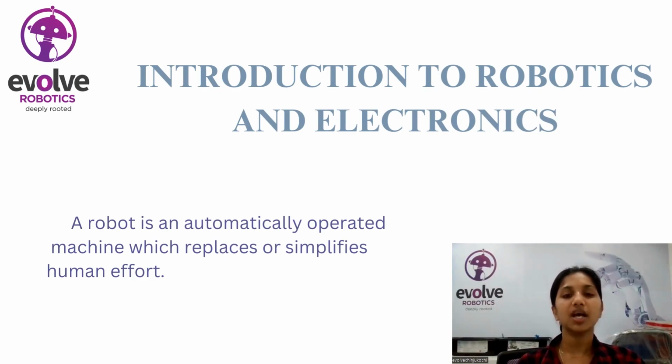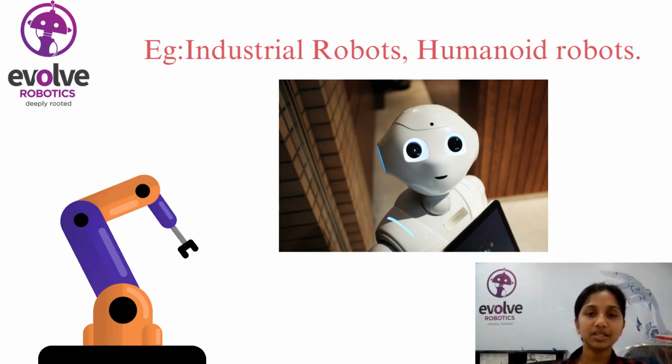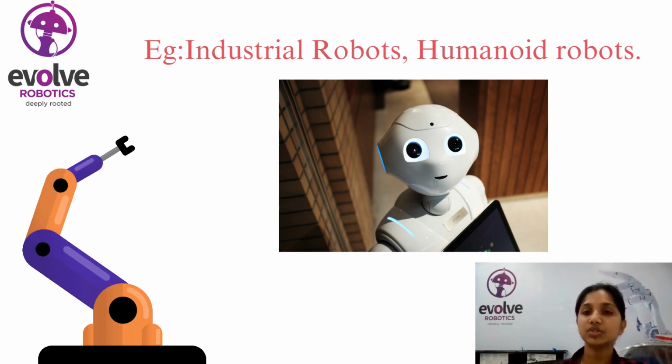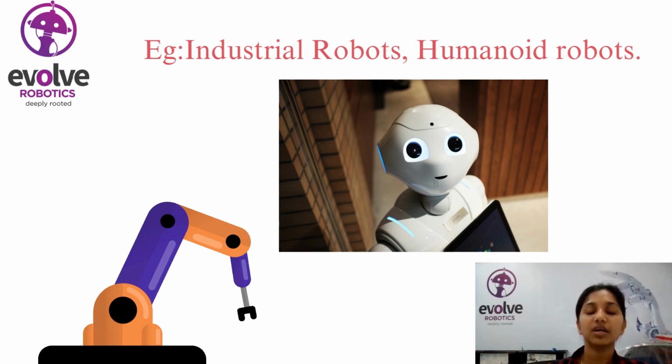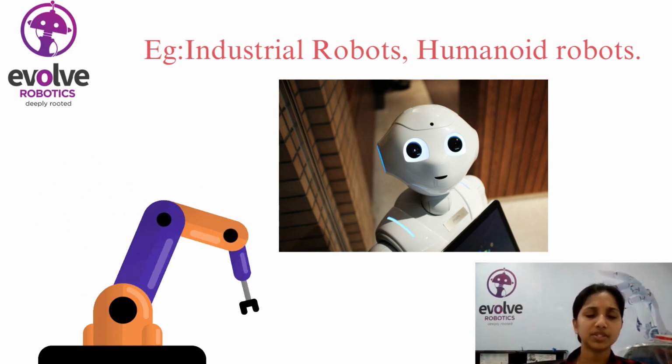Simply we can say that it's a machine that obeys human tasks, or an automatically operated machine which replaces human effort. So simply we can say that these robots are really helpful for humans. For example, industrial robots. At this time, industrial areas widely use various types of robots for different purposes.